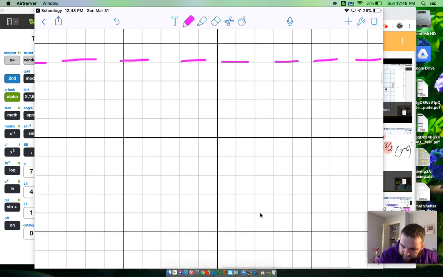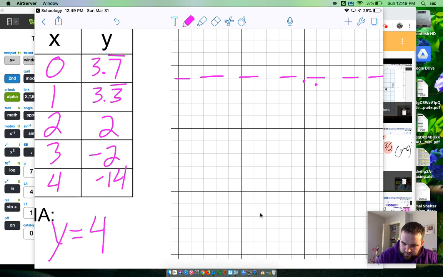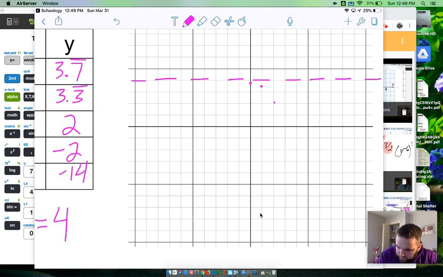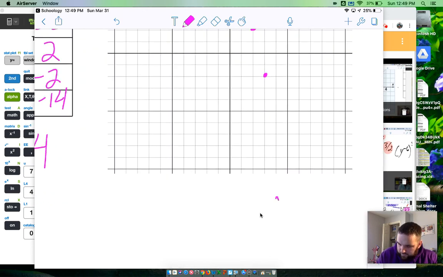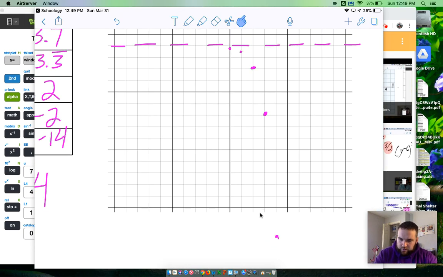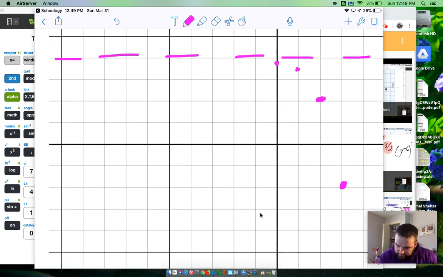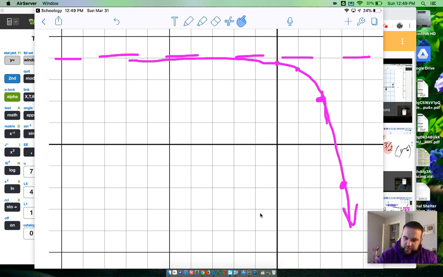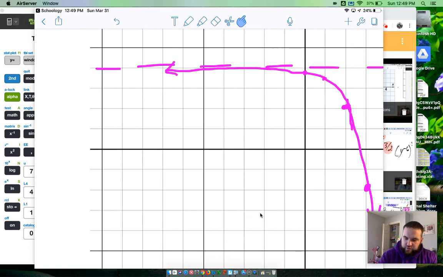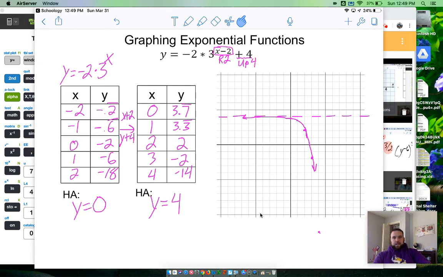So if I then plot the points I have, 0, 3.7, 1, 3.3, 2, 2, 3, -2, and then 4 is negative all the way down in the basement at -14. Again, I'm concerned with this left half of the graph, so it's basically flat lines, and then it turns down very sharply and quickly. I'm going to throw an arrow on the other end just to show that it keeps going, and that's a pretty decent sketch of the graph. At least it gives us the idea of the shape.